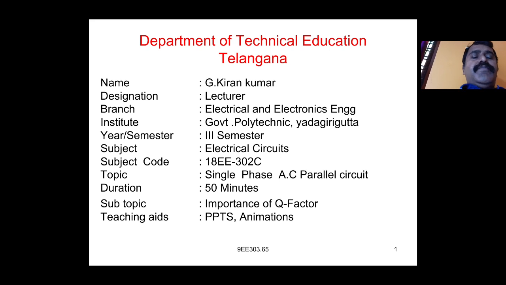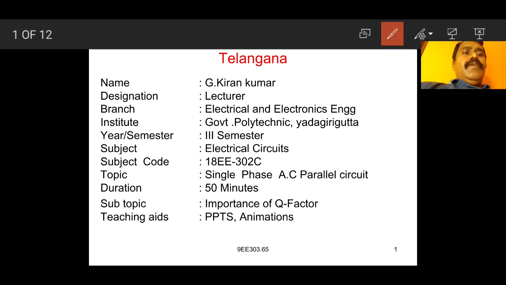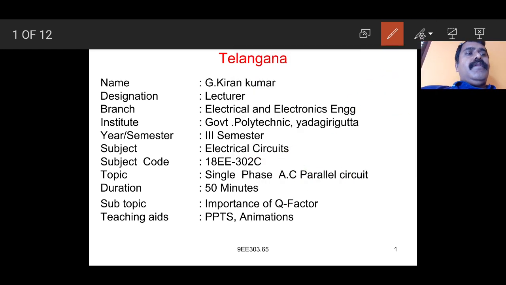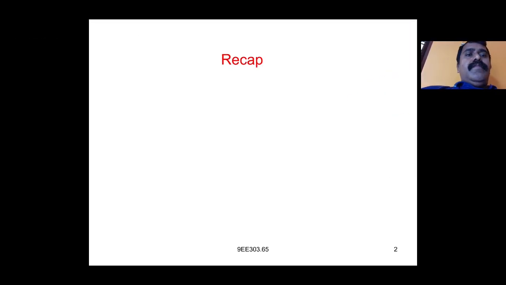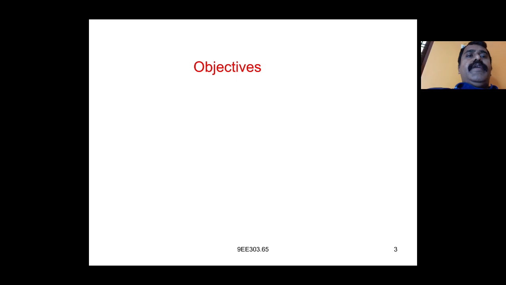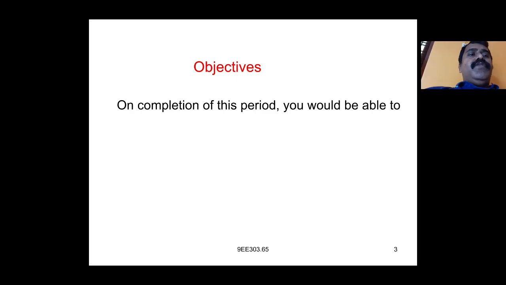Again we can see the importance of the Q factor. In the case of the series circuit and the parallel circuit, the Q factor can be expressed as 1 by R under root L by C. So in the previous period we have discussed the Q factor of the series circuit and the parallel circuit. On completion of this period you would be able to know the importance of the Q factor.